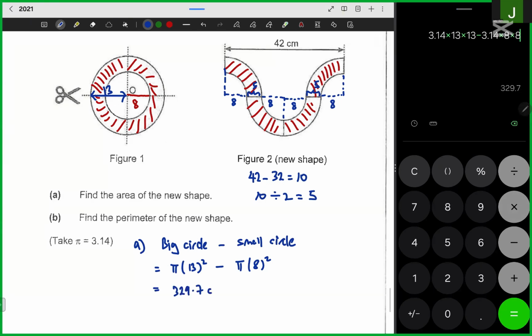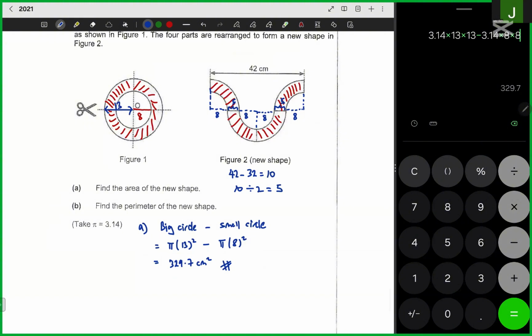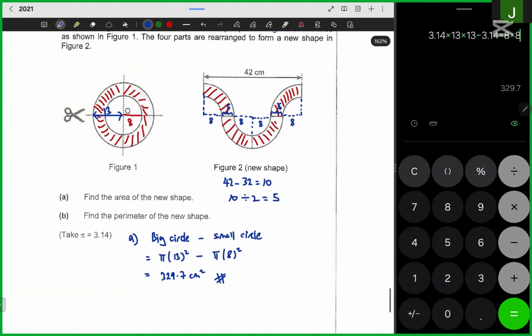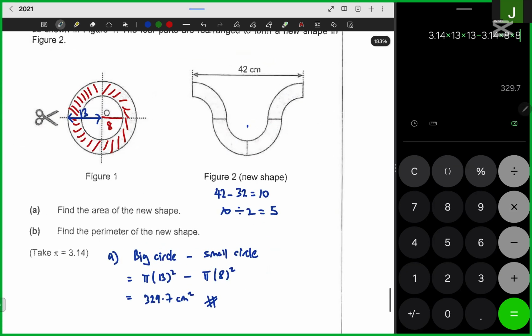329.7 cm squared. Okay, that's all. Find the perimeter of the new shape. All right, so let's trace the figure. Now before anything, before you just jump in, come up with a plan of how to find the perimeter. Okay, so make a mark.